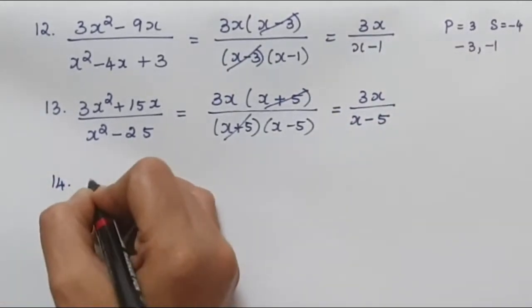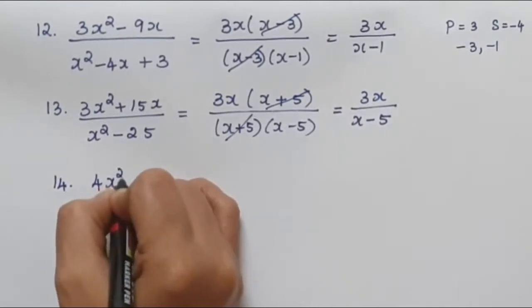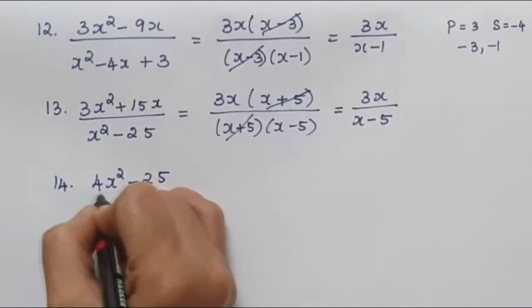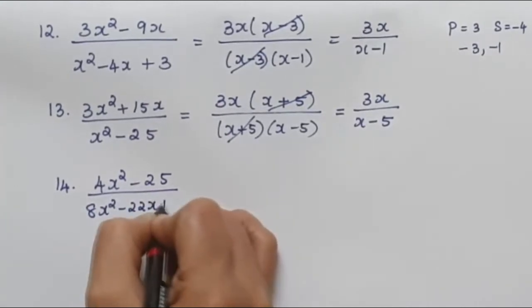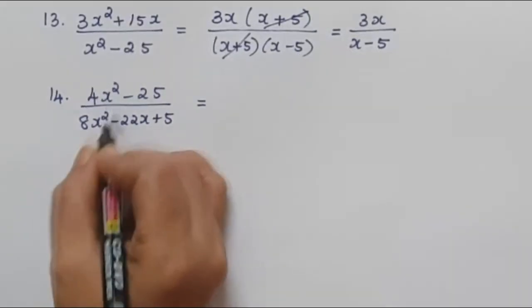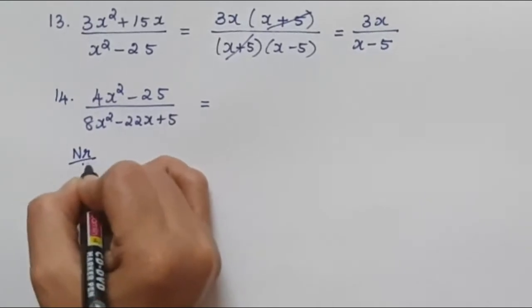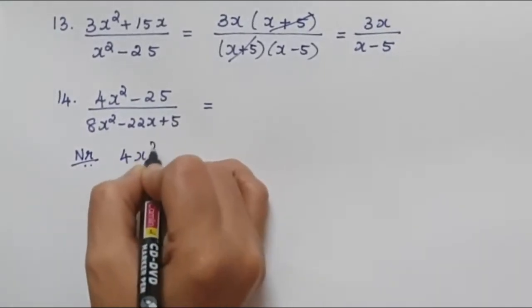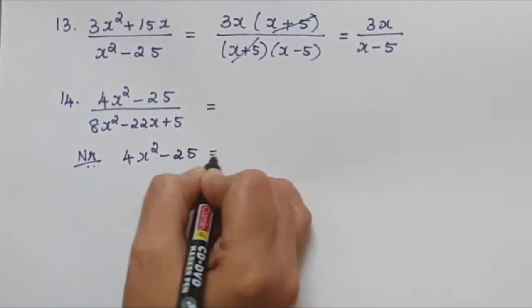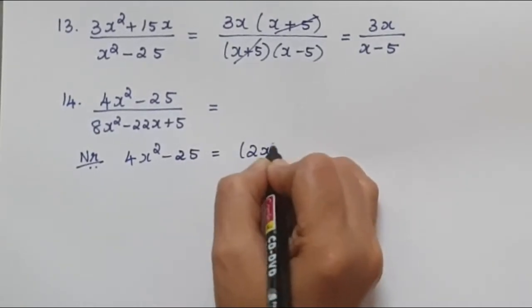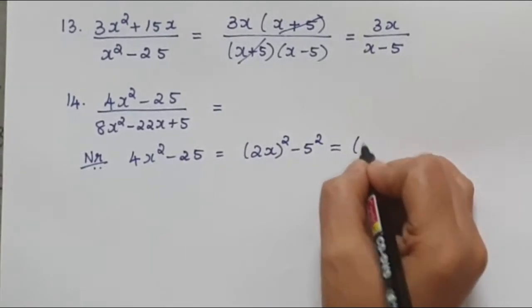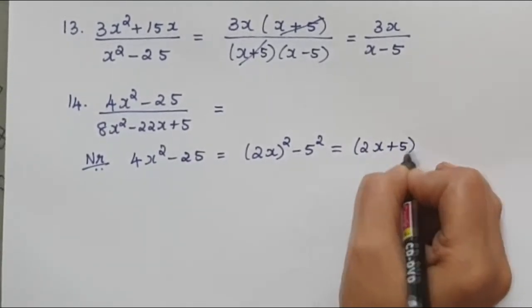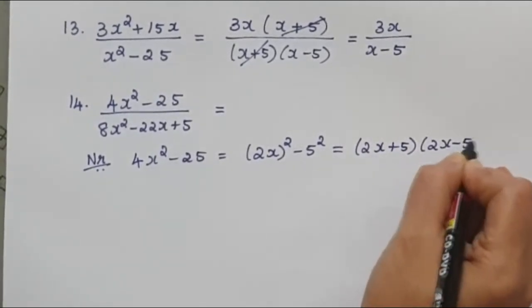Then the 14th sum, (4x square minus 25) over (8x square minus 22x plus 5). Now let us separately write the numerator and the denominator. Numerator is 4x square minus 25. This can be written as (2x) the whole square minus 5 square. So a square minus b square, so (a plus b) into (a minus b).